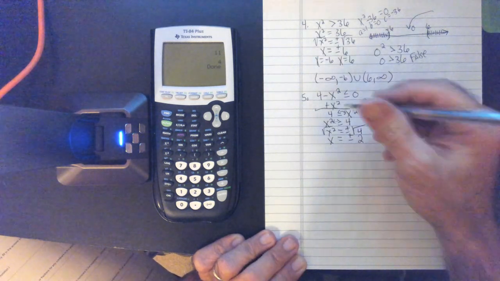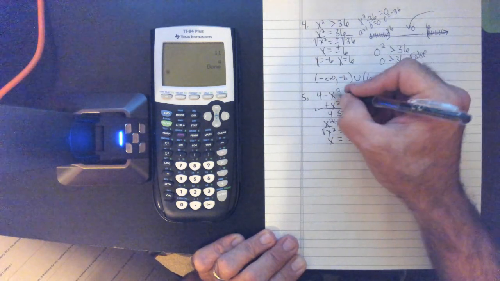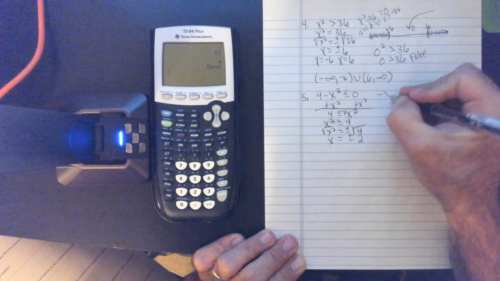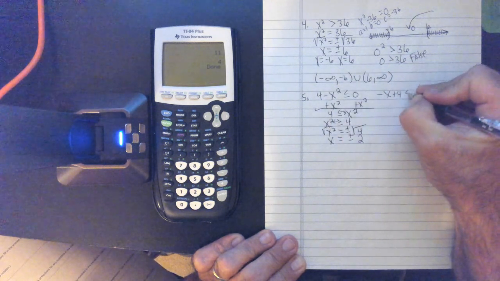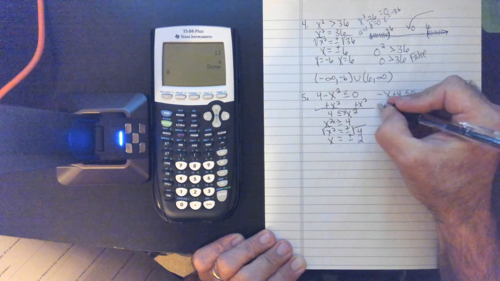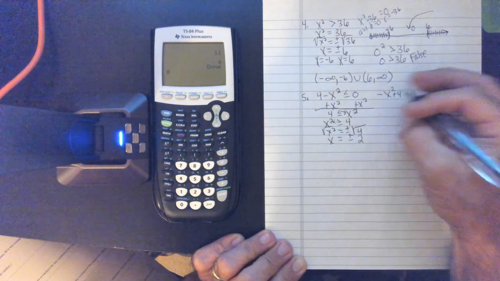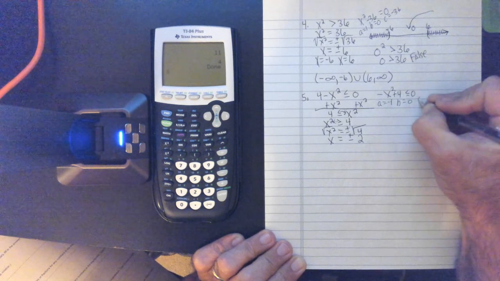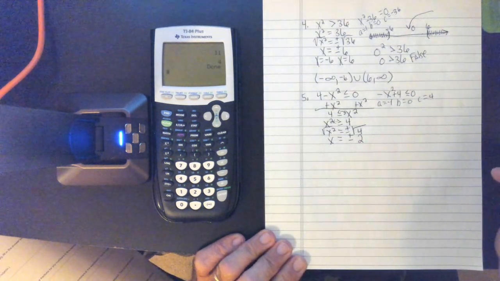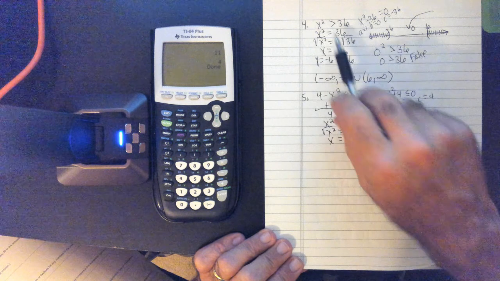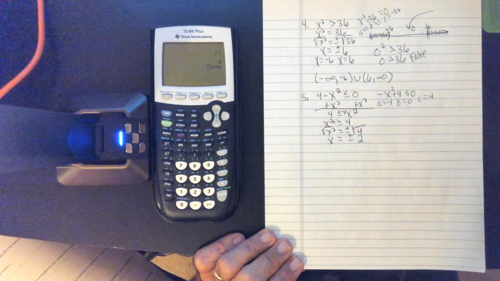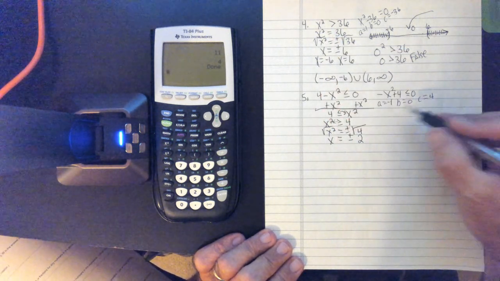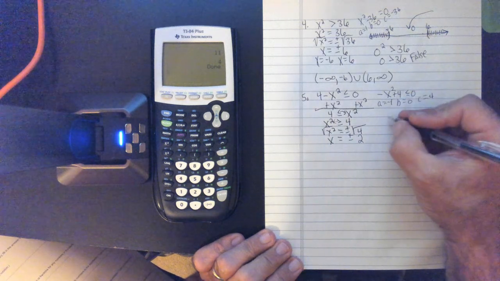Now, you could have done this with the quad. I'd have rearranged it. I'd have had negative x squared plus 4 less than or equal to 0. That's an x squared, so a would have been negative 1, b would have been 0, and c would have been 4. Notice, whenever you're missing these x terms, you've got to put a 0 for the x term. You punch that on quad, and it would have given you your two numbers.